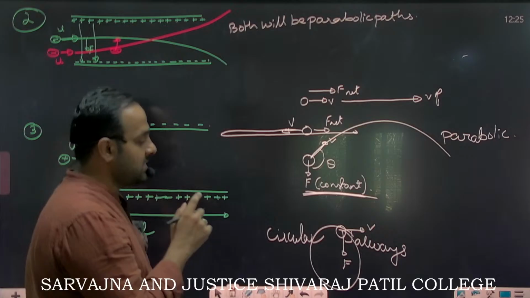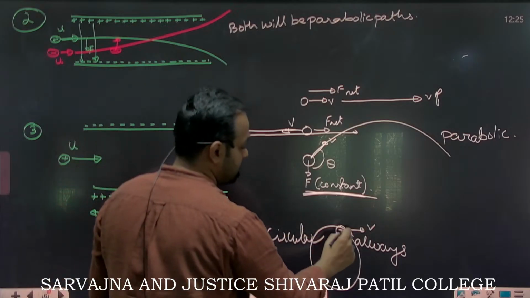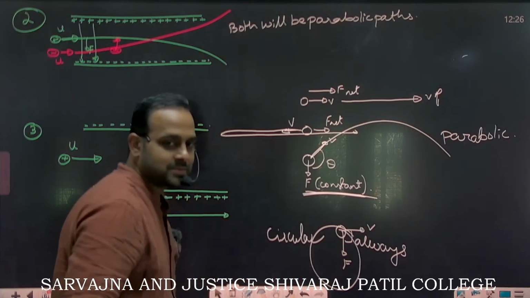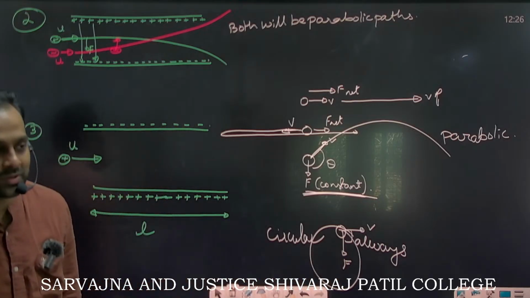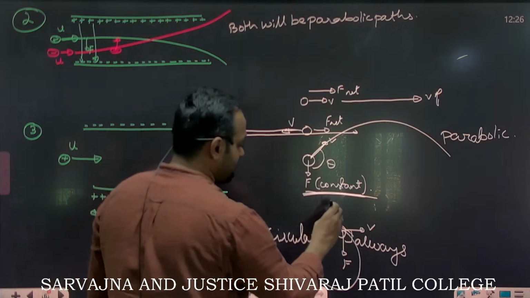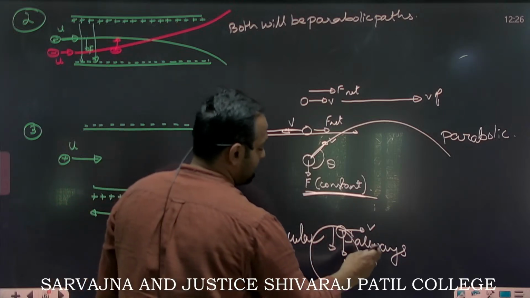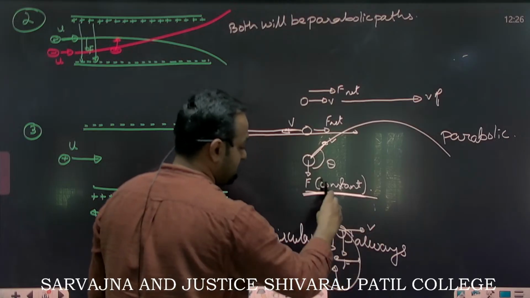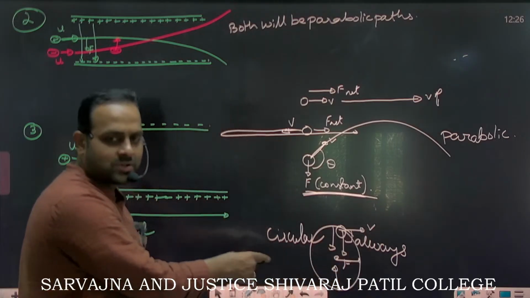In this case the force is always perpendicular to velocity. But is this a constant force? No, it is not a constant force, because the force direction is this here, this when it comes here, and this when it is here. So the direction of the force is continuously changing. So is it a constant force?